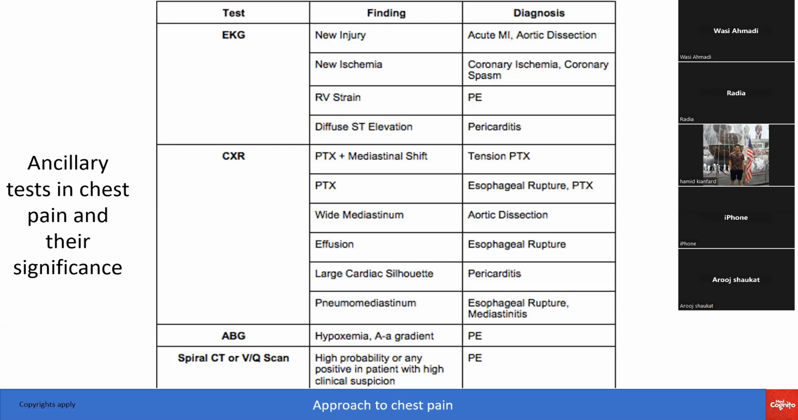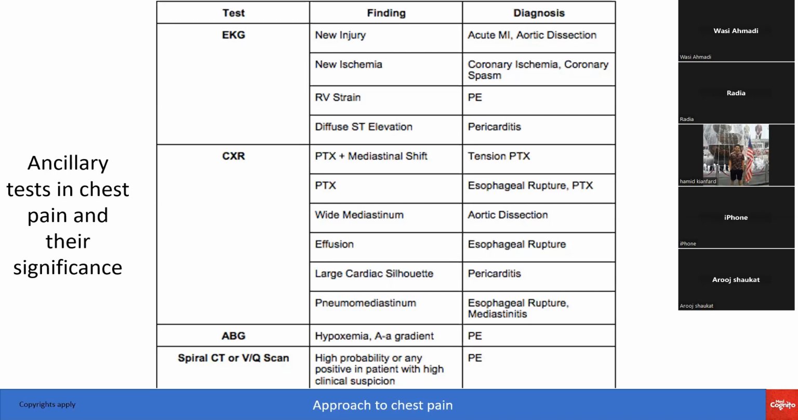You do a chest x-ray in a patient with chest pain again, and you see that the cardiac contour looks big, and it looks like a ball around it. Think about pericarditis, which has been complicated with some pericardial effusion. You do your chest x-ray in a patient with chest pain, and you notice pneumomediastinum. Pneumomediastinum. Think about esophageal rupture and mediastinitis.